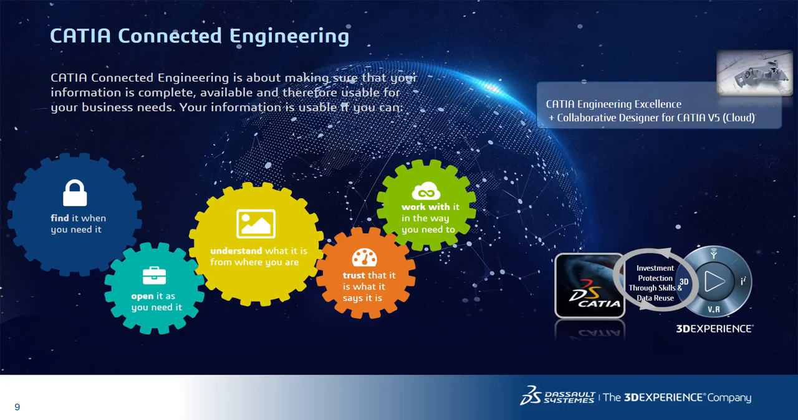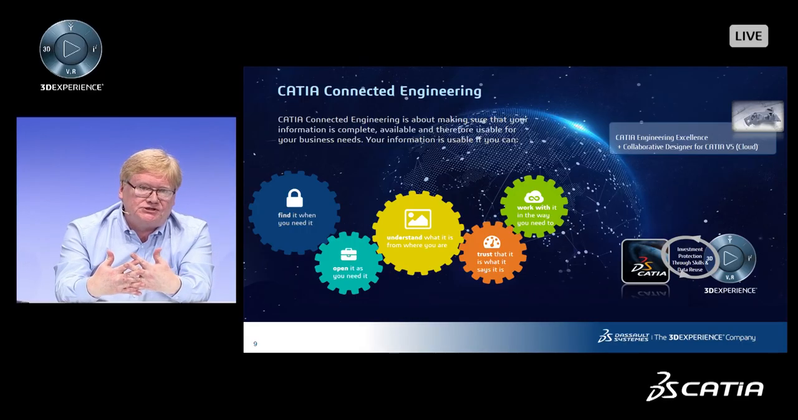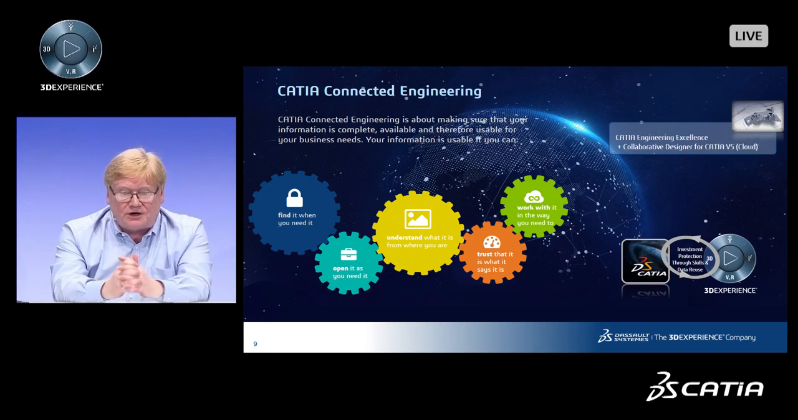So connected engineering for us is really all about making sure your information is complete, it's available, and therefore it's usable for your business needs. And your information is usable if you can do a number of things. First, you need to be able to find it when you need it. Then you need to be able to open it in the way in which you need it, using the applications and tools that you need to do your job.